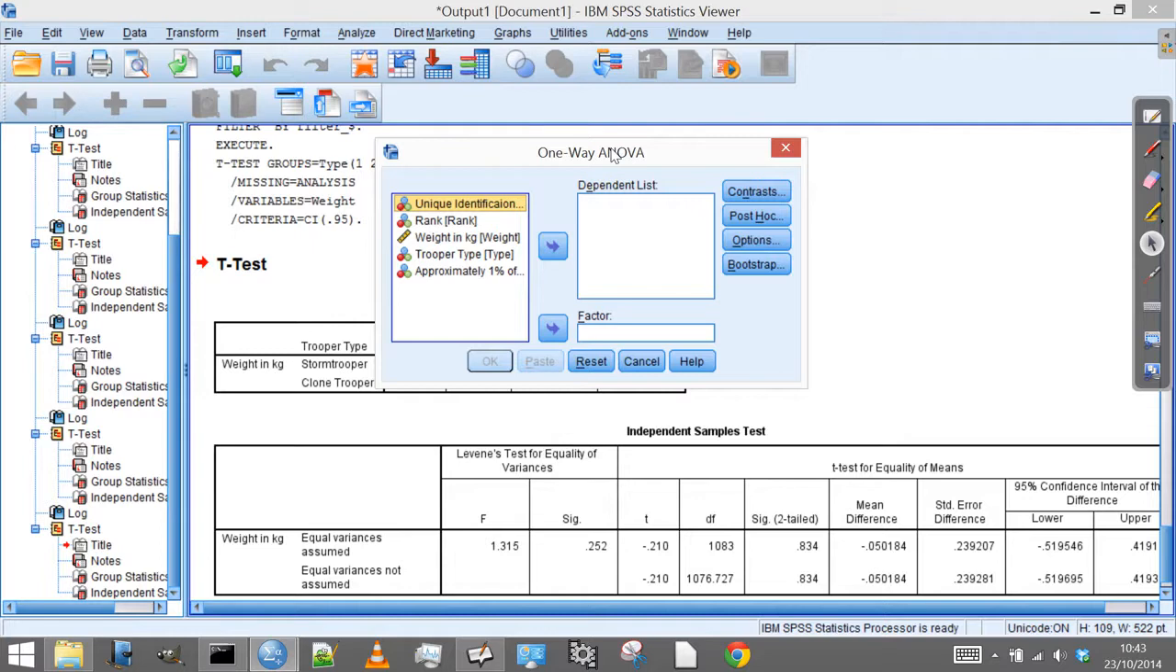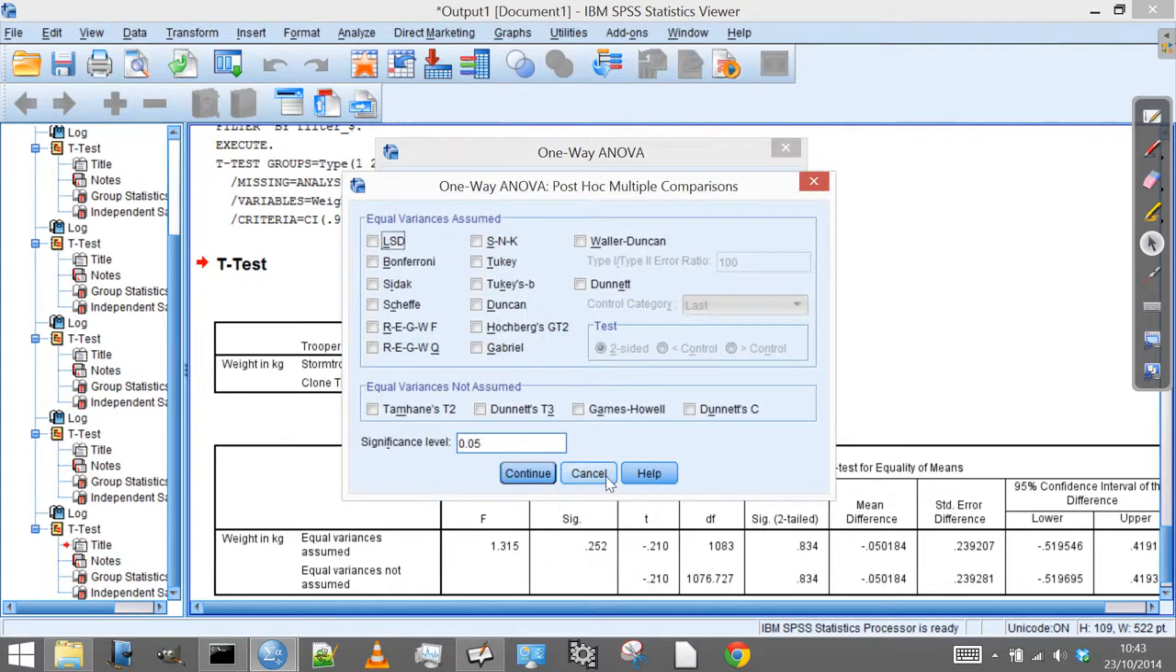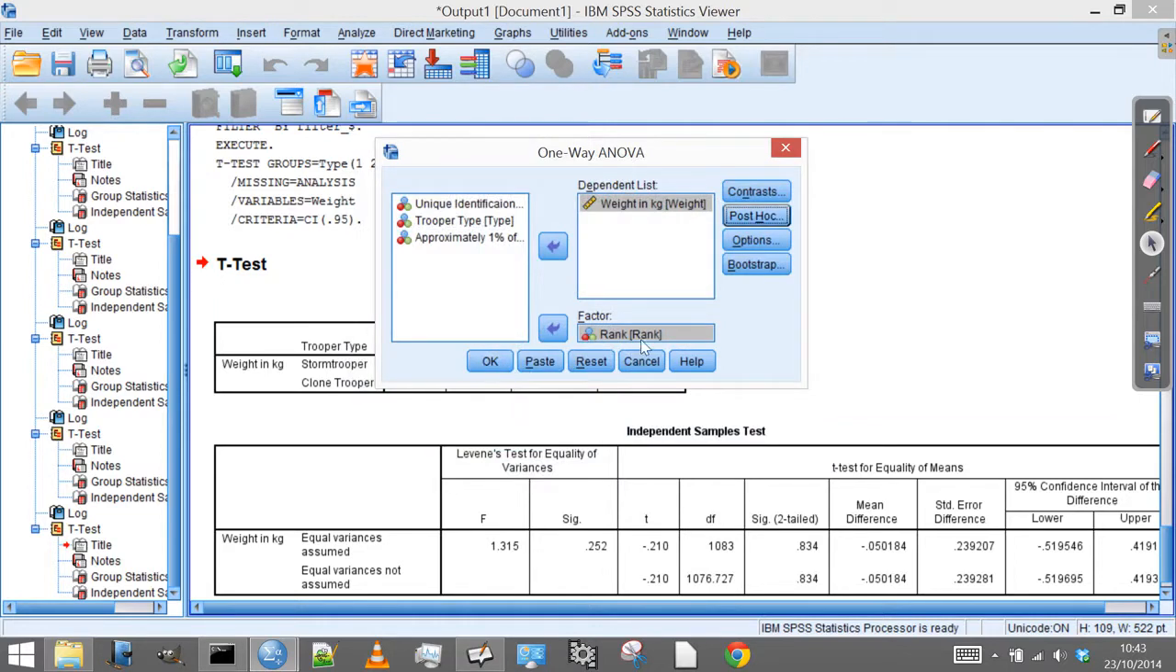So we've got one-way analysis of variance. The dependent list, the thing that we're interested in comparing, is weight. And the factor, the thing that we want to use to divide up or categorize our weight data, is the rank. So you should have a box that looks like so.